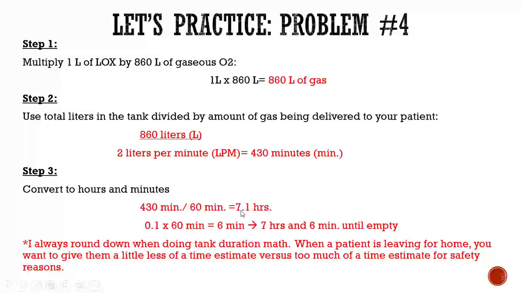On this one, I think it was like 7.16 maybe. I can't remember exactly what it came out to be, but I wanted to point out that when you're doing these tank duration problems, you're always going to want to round down. And that's because it's really important for patient safety. When you think about the fact that you're not going to always end up with whole numbers, if let's say I rounded this up to 7.2 and then did the 0.2 times 60, I would have a longer time than what the tank would actually last. And that's not something you want to tell your patient.